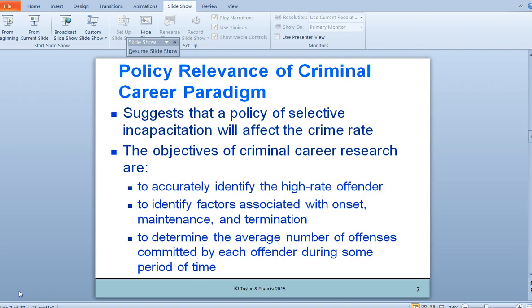The relevance of policy around this paradigm suggests that a policy of selective incapacitation will affect the crime rate. Again, that will be on your quiz. The objectives of the criminal career research are to accurately identify the high rate offender, to identify factors associated with when it starts, continues, and stops, and to determine the average number of offenses that are committed by each offender during that time period.